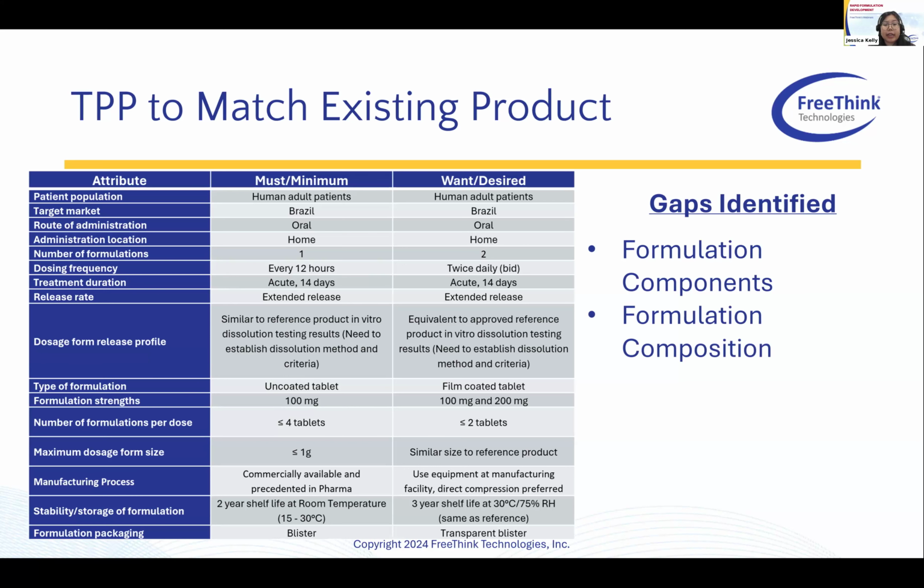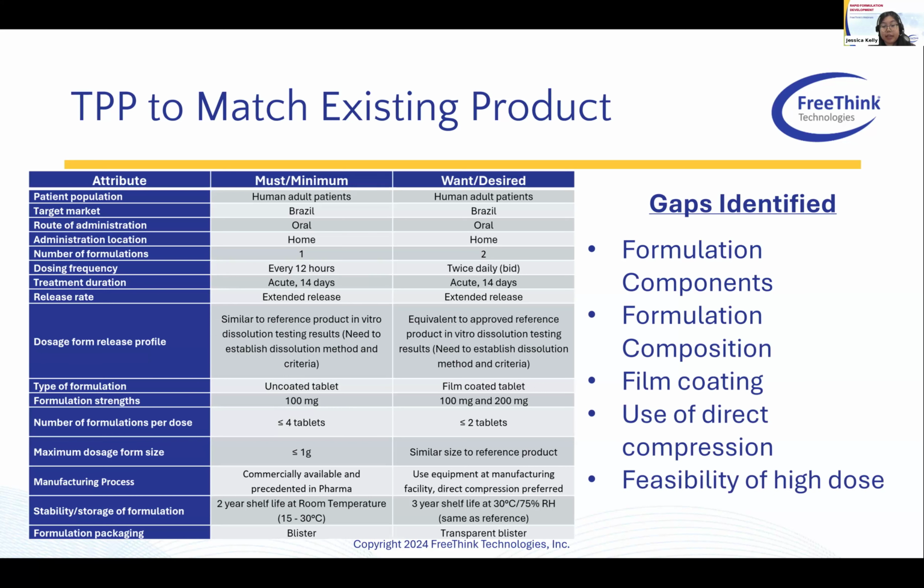So these considerations and other considerations that we identified in the example, like film coating, use of direct compression, and feasibility of high dose, and stability requirements, should also be addressed in the research plan that follows development of this TPP.